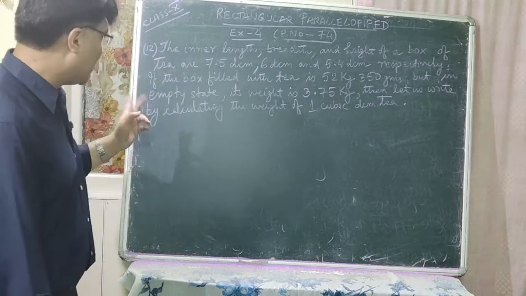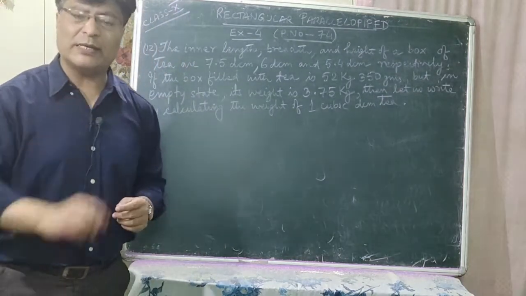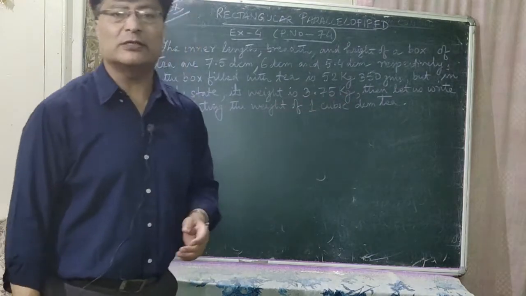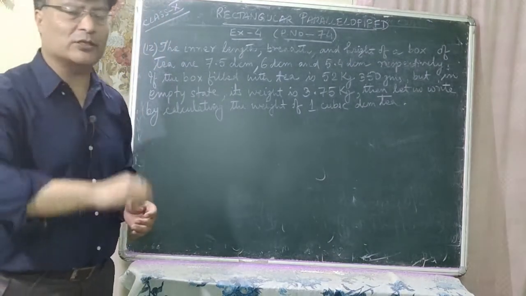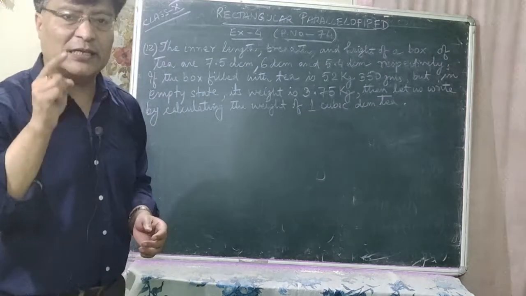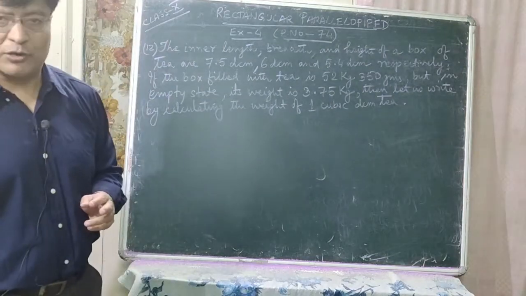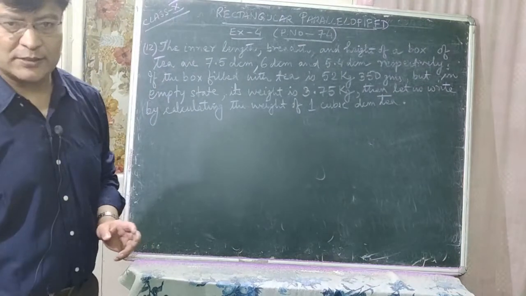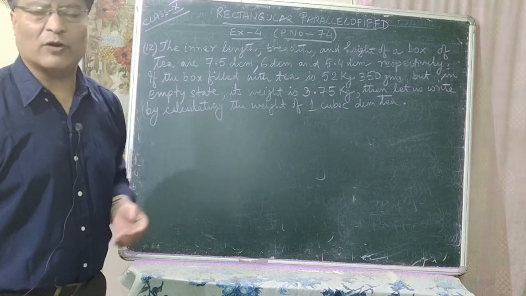Now let us write by calculating the weight of 1 cubic decimeter tea. What do you have to find out? You have to find out the weight of 1 cubic decimeter tea. If the tea is 1 cubic decimeter, you have to find its weight. That means you have to get the volume of tea in the box first. Volume of tea in the box. How can you find it? How can you get the volume of the box?